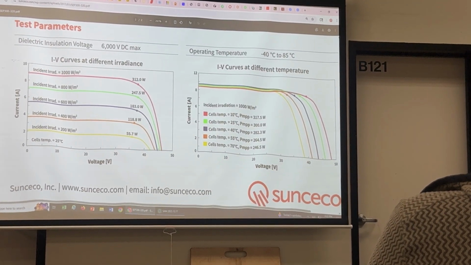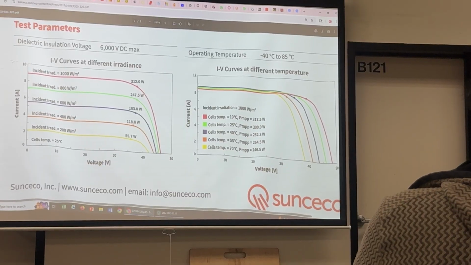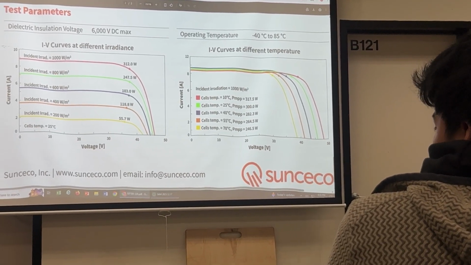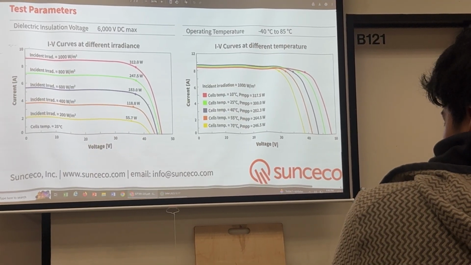So that's called the IV curve. And there are the maximum power points for all of it. So at 1,000 watts per meter squared, it would be 312.0 watts.